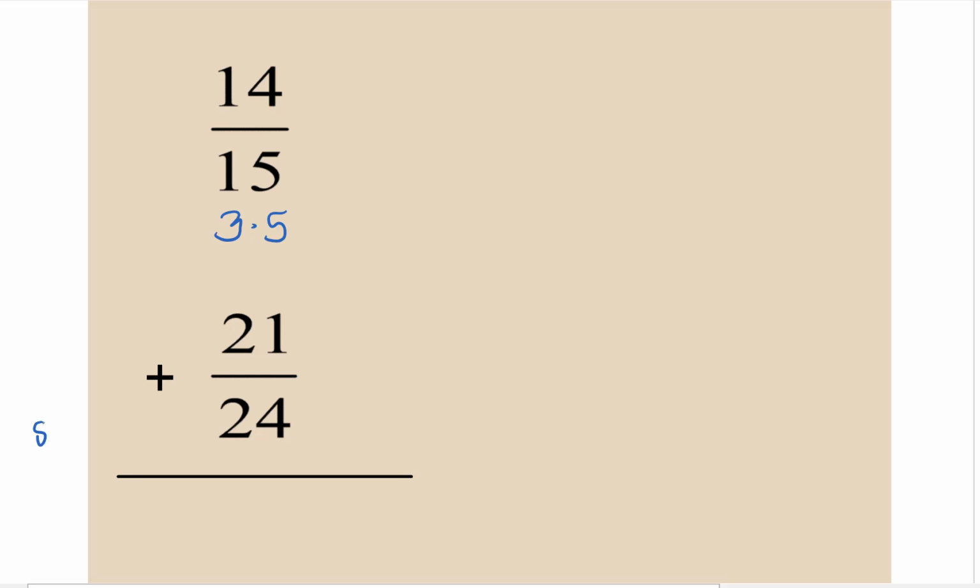24 is 8 times 3, and we know that 8 is 2 cubed. So 24 is 2 times 2 times 2 times 3, or you can think of it as 6 times 4 broken down. So now that we have the prime factorization for each of these denominators, we are going to look and see if there are any factors in common. And we notice that they have 3 in common.